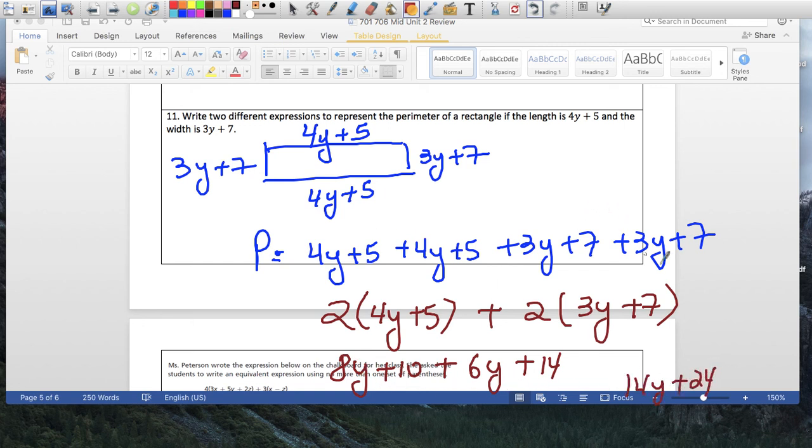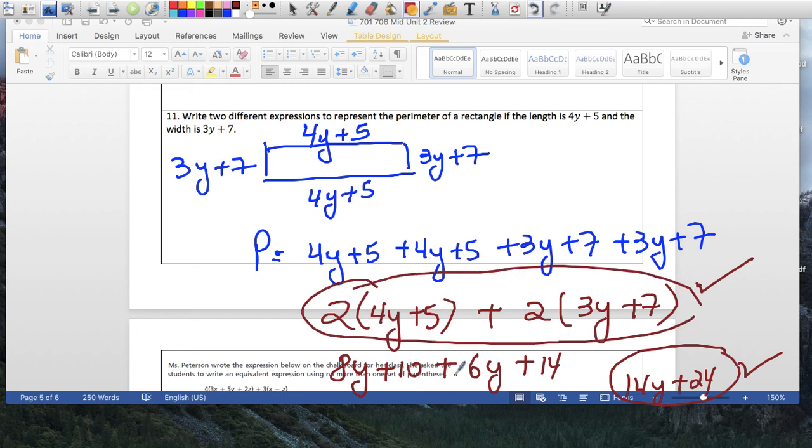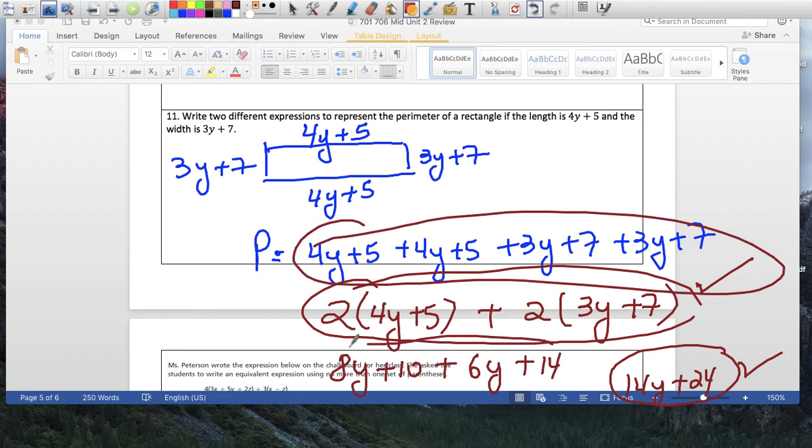So actually, I would be looking for this expression or this expression, the simplified versions, right? So I can say that the perimeter of this rectangle is represented by 14y plus 24, or by this, okay? In this case, you have 4 different expressions, all equivalent to each other, that represent the perimeter. This being the simplified version.